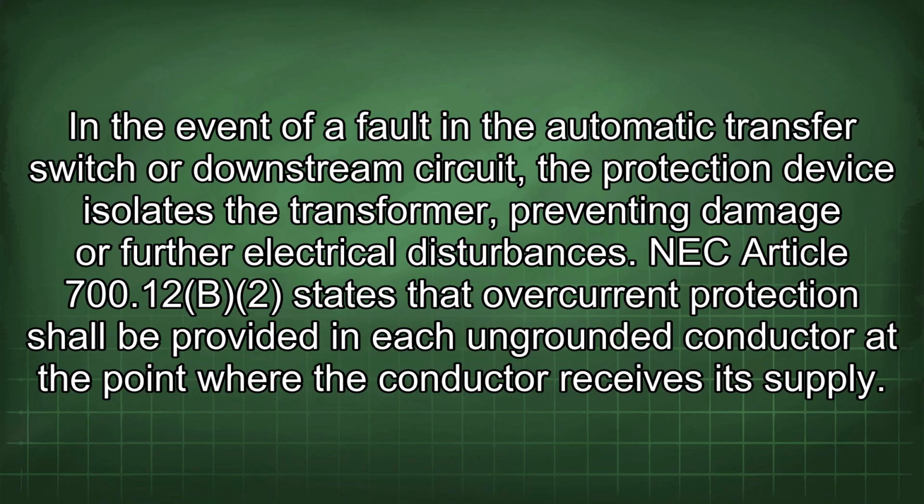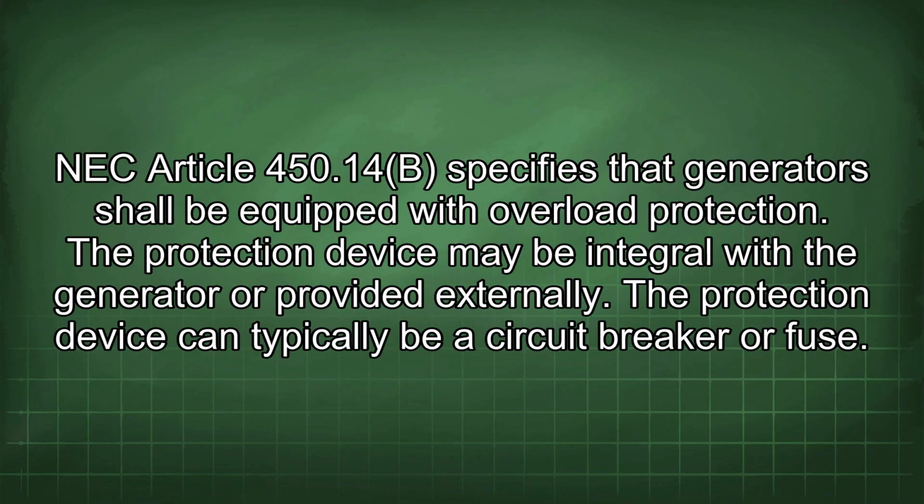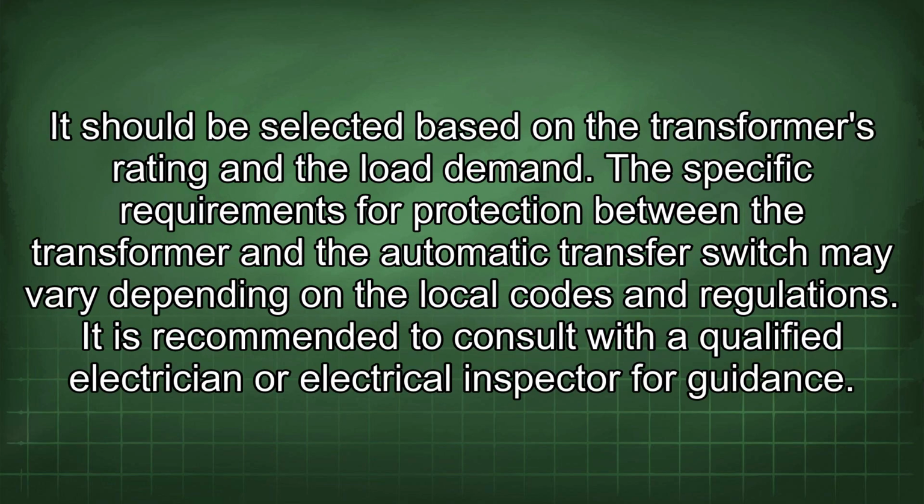NEC Article 700.12b2 states that overcurrent protection shall be provided in each ungrounded conductor at the point where the conductor receives its supply. NEC Article 450.14b specifies that generators shall be equipped with overload protection. The protection device may be integral with the generator or provided externally. The protection device can typically be a circuit breaker or fuse. It should be selected based on the transformer's rating and the load demand.